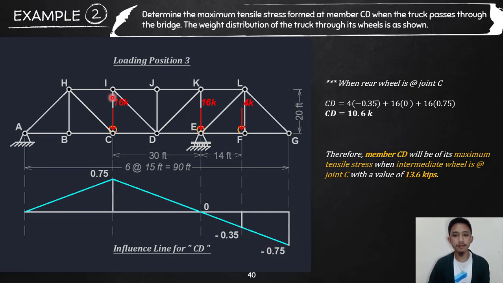We need to summate again the product of the load with the ordinate. Let's start with 4. However, the ordinate here is negative. What does that mean? The effect of your front wheel is now compression in CD. Since your loading is within the region wherein the effect will be compression in member CD, that subtracts from the total, since what we are after is the tensile.